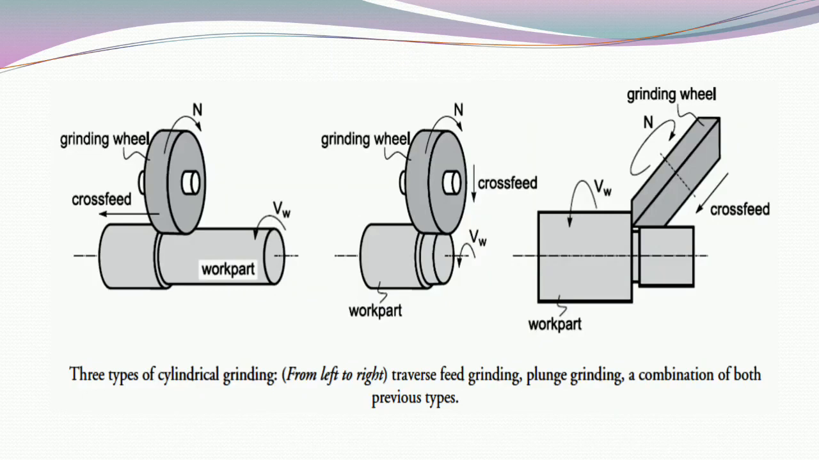Here is a clear picture. The three types of cylindrical grinding from left to right: traverse feed grinding, plunge grinding, and a combination of both previous types. See here, from this figure, you have a clear thought about this.